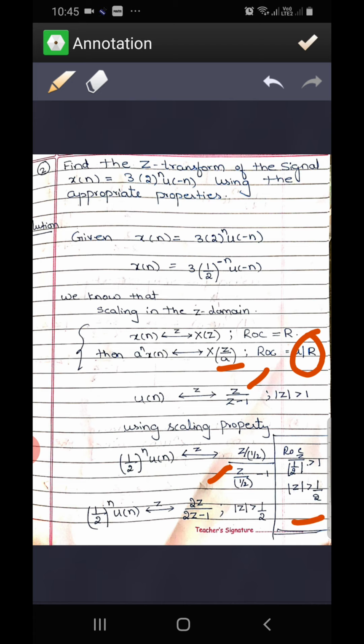So this is 1 by 2, greater than 1 by 2. So here z divided by 1 by 2 is greater than 1. Therefore z is greater than 1 by 2.